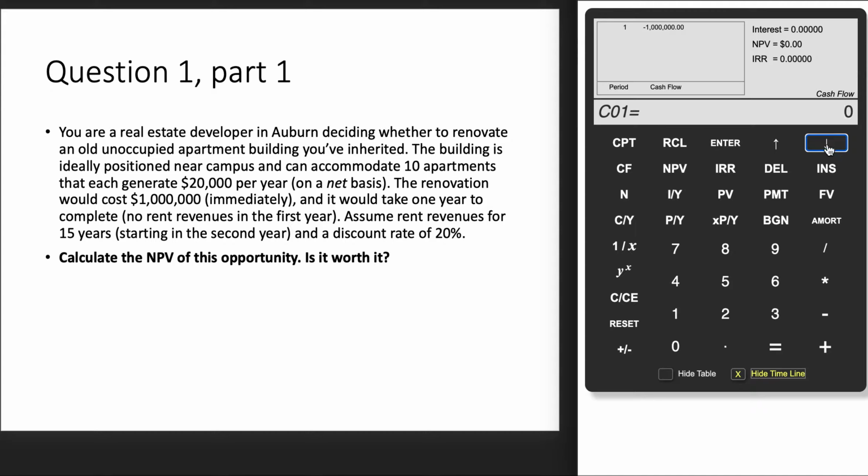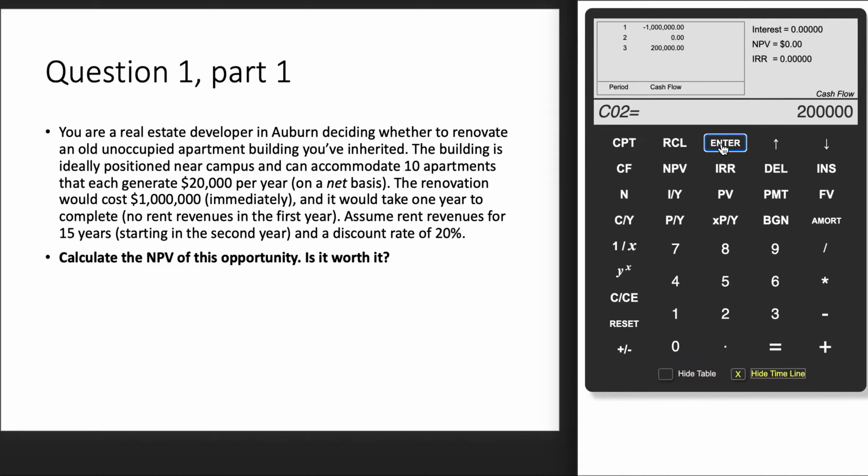So I'm going to leave that blank, and I'm going to go down, and the frequency is 1 because it only takes 1 year to renovate. And then once it's renovated, I can rent it out for 15 years, and that's going to be $200,000 per year that I receive on a net basis. So I'm going to key in 200,000, and I'm going to make that positive because the rents, right, are going from the renters to me. And so the 200,000 is going to be positive.